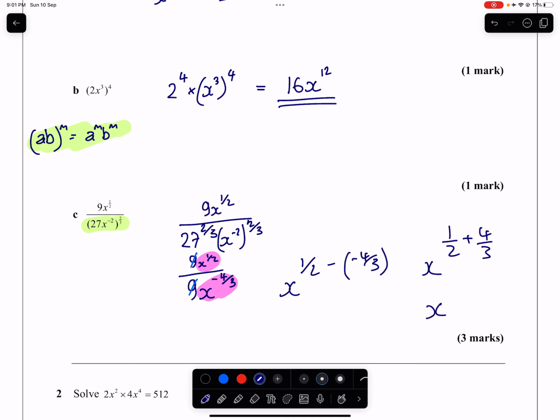Which when we simplify that is, well, we can actually just type this into the calculator. We don't have to be a hero here and do it without it. We end up with 11/6. So x to the power of 11/6. Done.